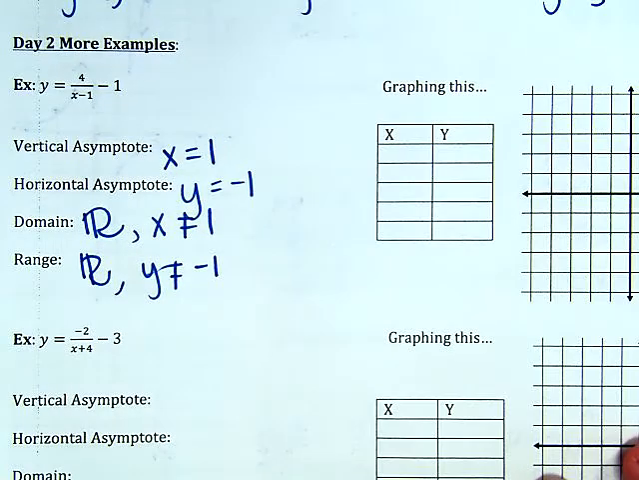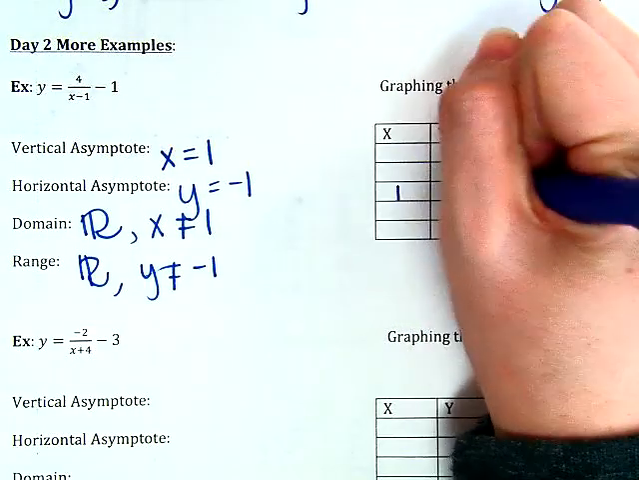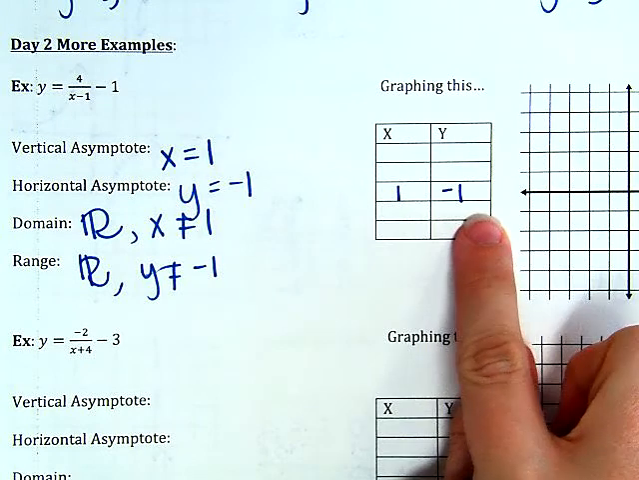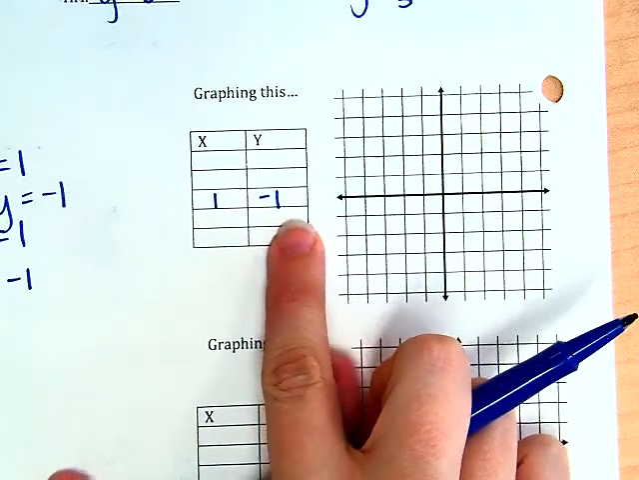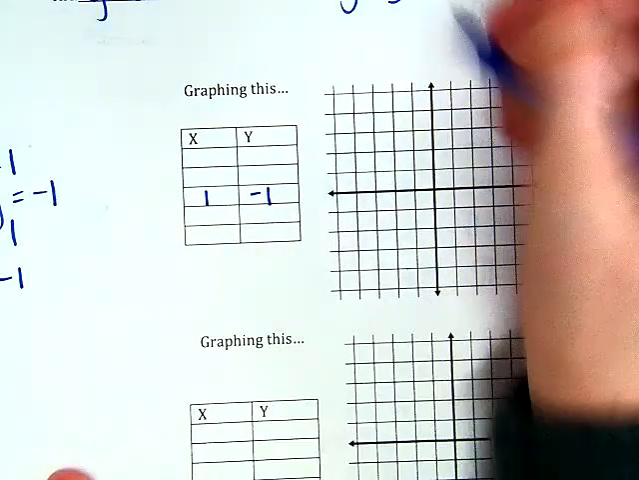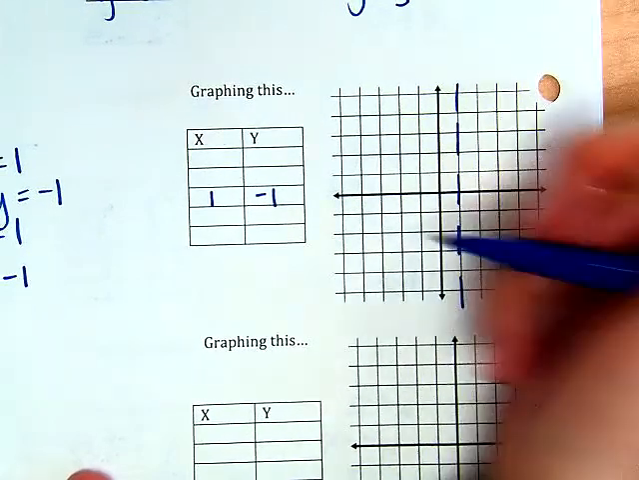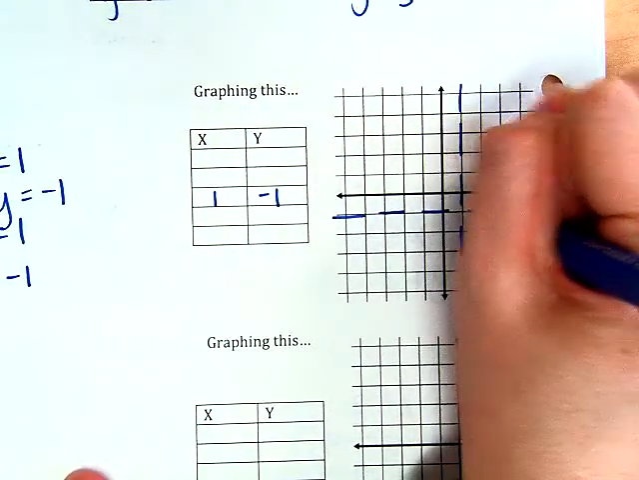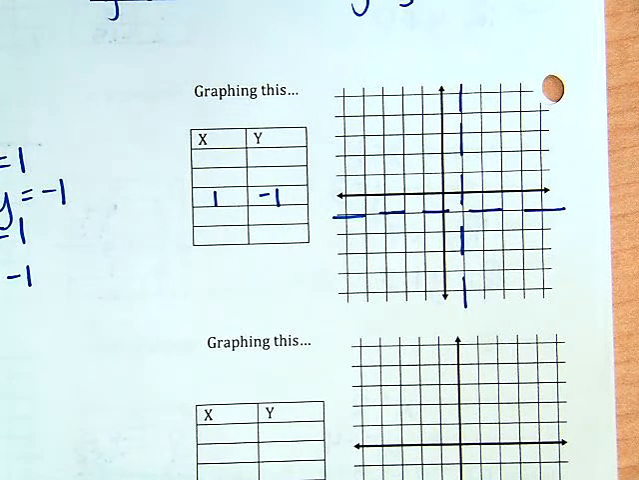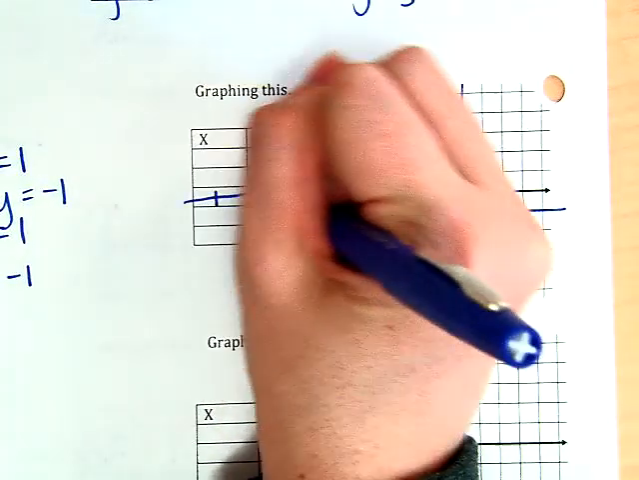Then I'm going to go over to my graph. I put my vertical and my horizontal right in the middle, and then I'm going to graph them. My vertical was at 1, so I go over to +1 and go straight up and down. My horizontal is at -1, so I go down 1 and go straight across horizontally. Then I'm done with those.